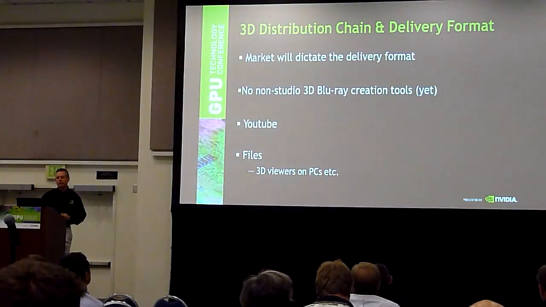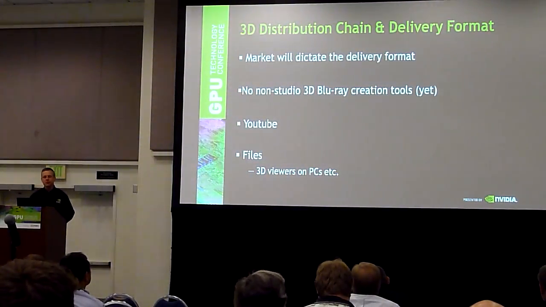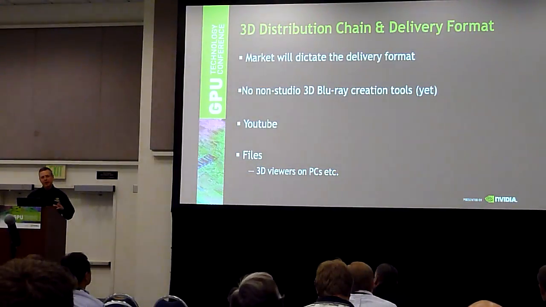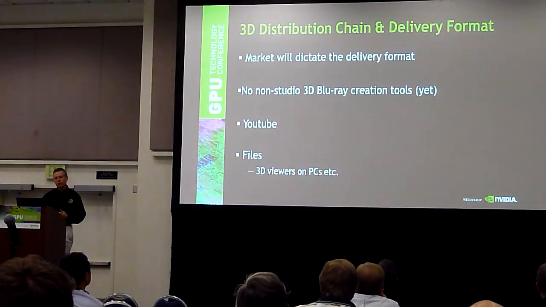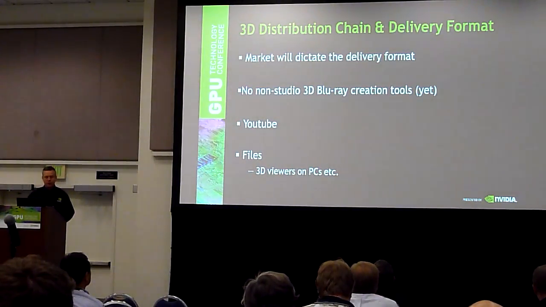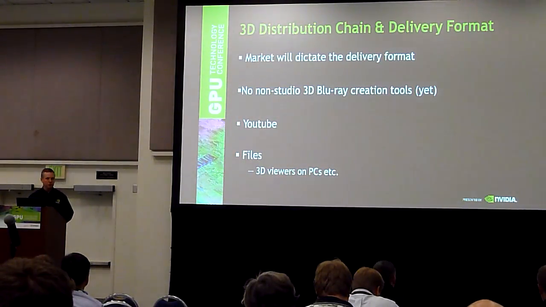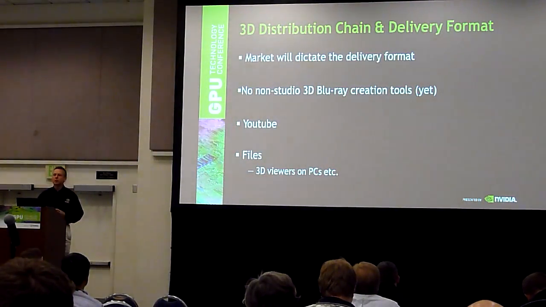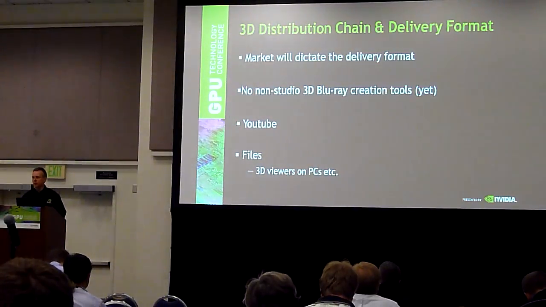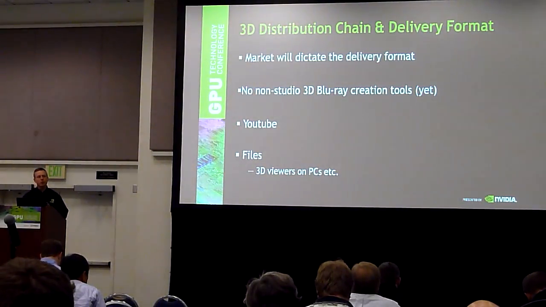Which leads into the slide, to quickly summarize the distribution chain formats. They're somewhat limited. As I mentioned, the market will really dictate the delivery format. For things like 3D Blu-ray, there is no way outside of the commercial studios to create 3D Blu-rays at the moment. Obviously, you have YouTube, as I just mentioned, but then also 3D files. You can create 3D video files, and there are more technologies becoming available to let you look at those on your computer. That's probably a pretty wide medium, but it's worth thinking about.